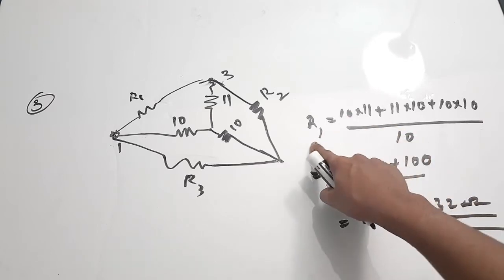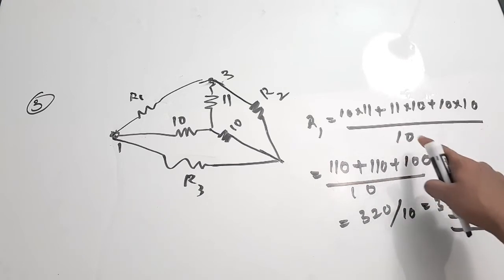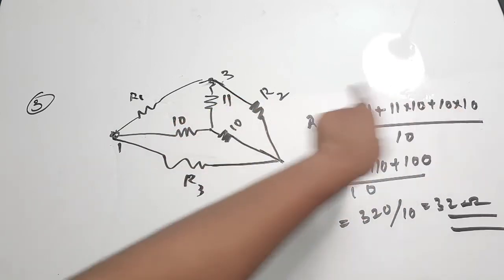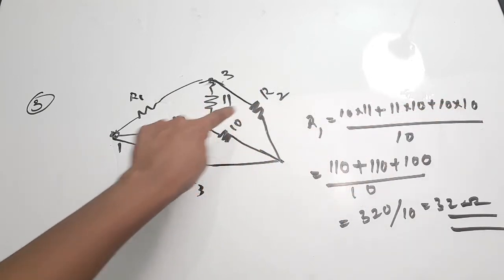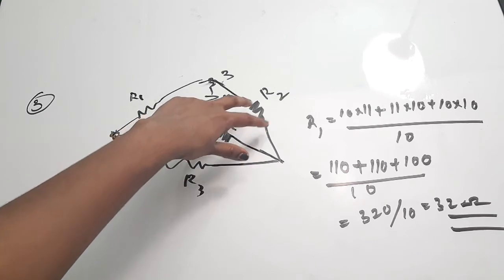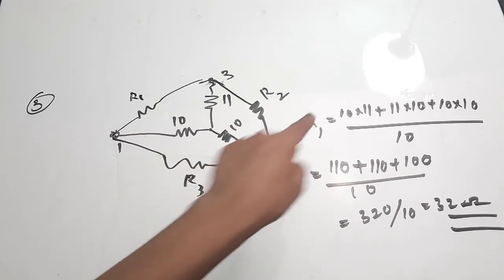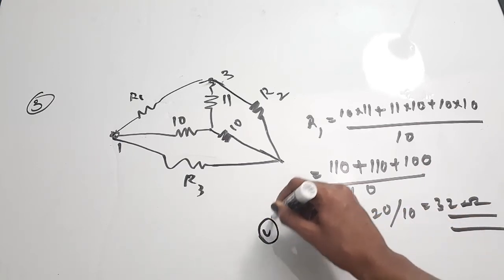So in order to find R2, same procedure. The numerator is the same, the only difference is in the opposite resistance. So for finding R2, you have to take the numerator as same. You have to take the product of all the combinations and take the sum of it, then divide by the opposite resistance for R2. So here for R2, the opposite resistance is 10 again, so it is the same. Now for finding R3, the numerator is the same, the denominator will be 11. I hope it is clear. So then you will get your equivalent delta, which is having R1, R2 and R3. Anyway, the correct answer for the third question is option C, which is 32.